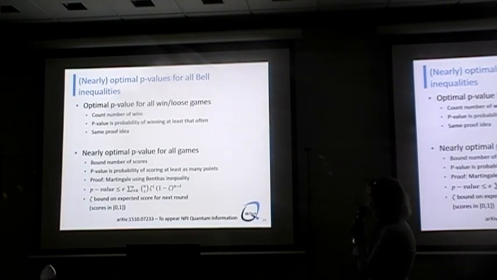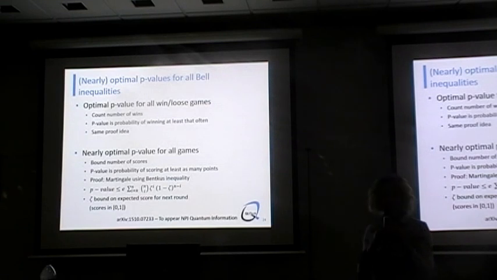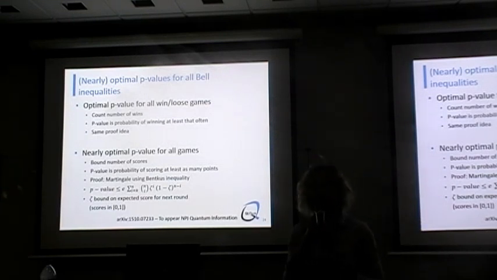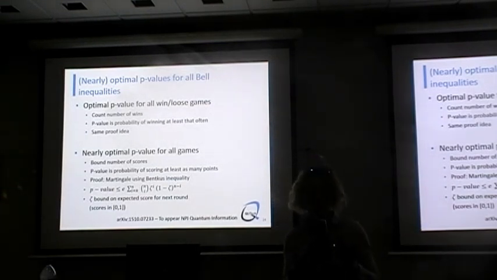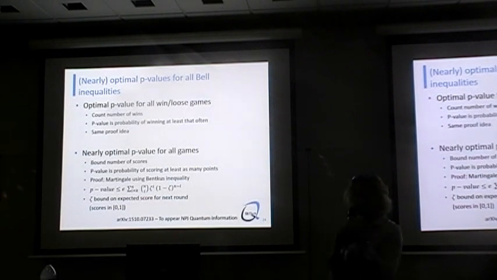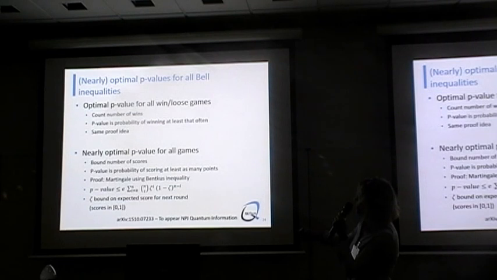I would like to emphasize that we can extend the analysis that we've done for this particular experiment to large classes of Bell experiments. In particular, for all games which are win and lose, we can derive a p-value which is tight, in the sense that there also exists a strategy to achieve this winning probability for the classical model. And the argument here is very similar, which is basically just counting wins and losses.